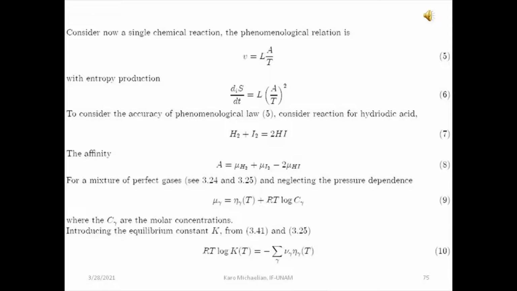Now remember, in chapter 3, equation 3.41 and equation 3.25, we define the equilibrium constant in the form of equation 10, where R, the universal gas constant, times the temperature, times the log of this equilibrium constant, which is a function of temperature, is equal to minus the sum of the stoichiometric coefficients times this function eta of temperature, which defines part of the chemical potential for element gamma in the system.